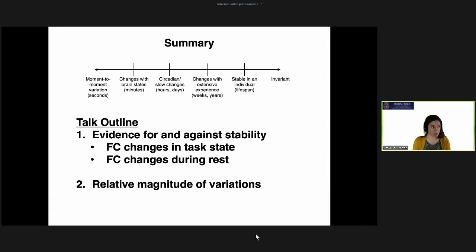So just to summarize what I've shown you so far in this talk: in the first half of the talk, I discussed some of the evidence that there has been for and against stability in functional connectivity. For example, showing you that functional connectivity can change across task states, and some cautionary notes about measuring functional connectivity changes during rest. In the second half of the talk, I contrasted the relative magnitude of variations across different time scales, presenting evidence that functional connectivity as a whole is largely stable, showing only relatively minor changes due to more transient factors.